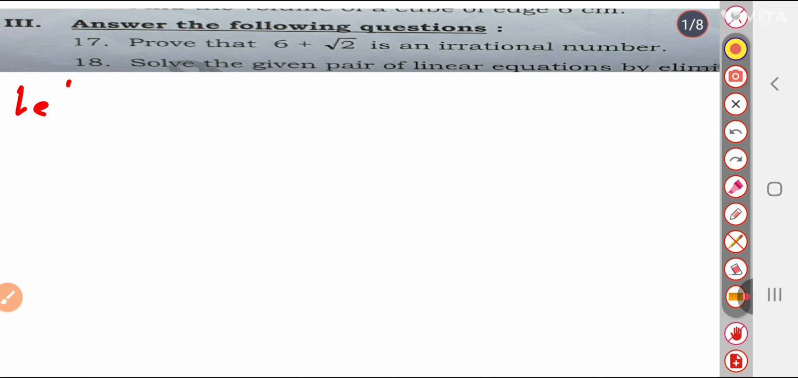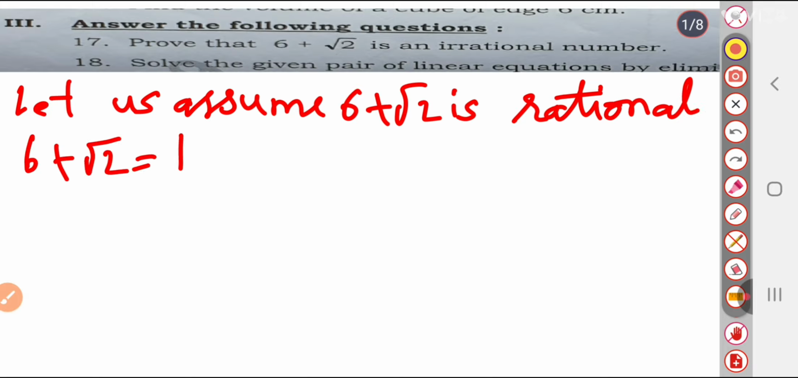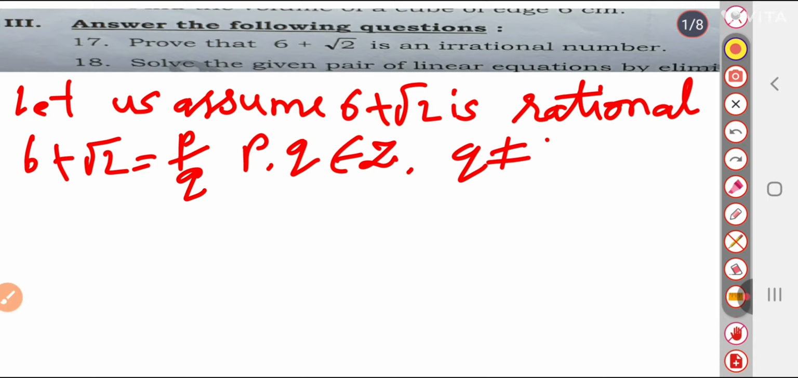So let us assume 6 plus root 2 is rational. If it is a rational number, it will be in the form of P by Q. Here P and Q belong to Z and Q is not equal to 0. Also HCF of P and Q is equal to 1. That is, P and Q are coprime numbers.